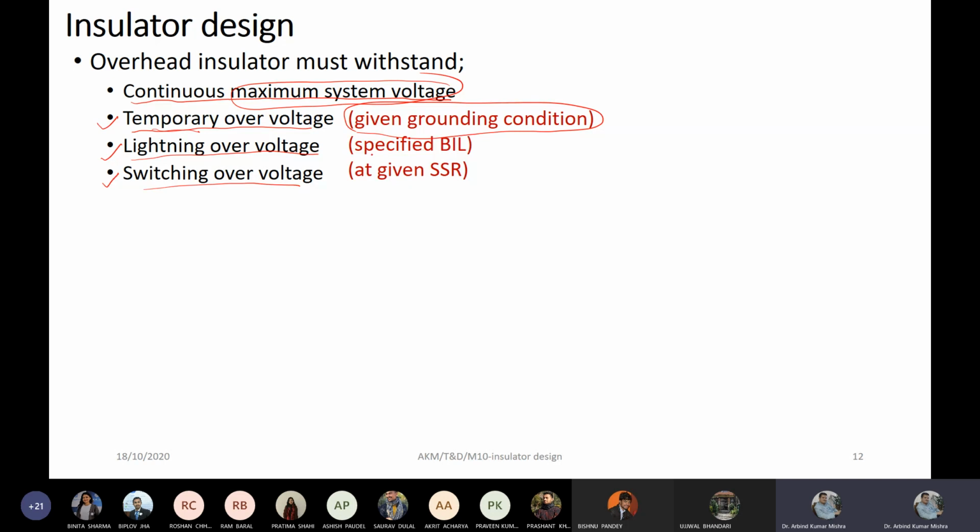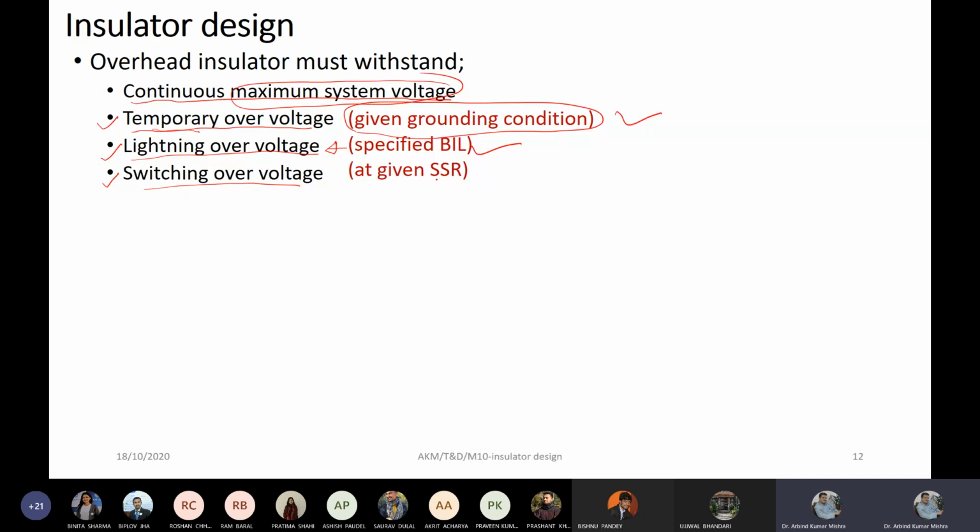I have also discussed with you that, depending on the grounding condition, arrestor quality they use, and tower footing resistance they prefer for which type of voltage level, there is a specified basic insulation level which an insulator of a particular voltage should withstand. So this is also known.